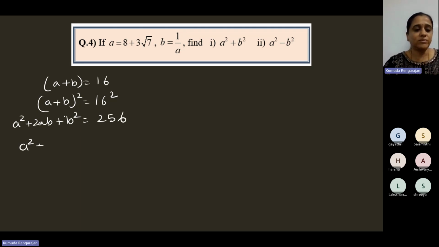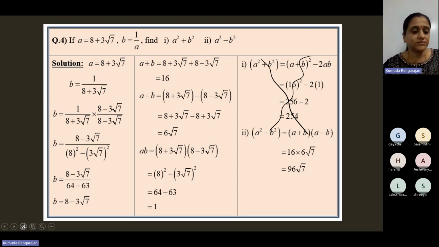So what's the value of A square plus B square plus AB? I found AB here. What's AB? A into B. It's 1. Why? Because again, this is like A plus B into A minus B, so A square minus B square. It's 1. AB is 1.